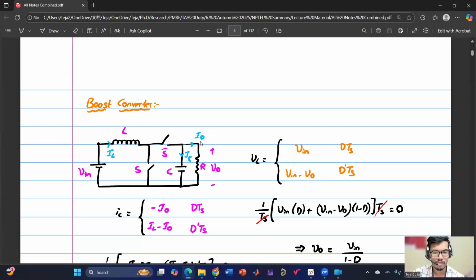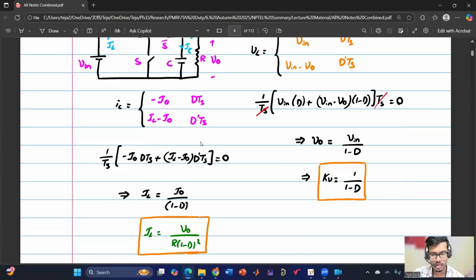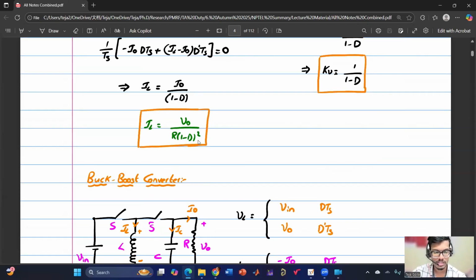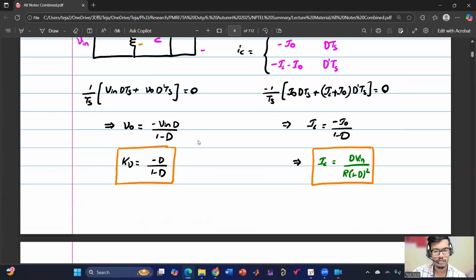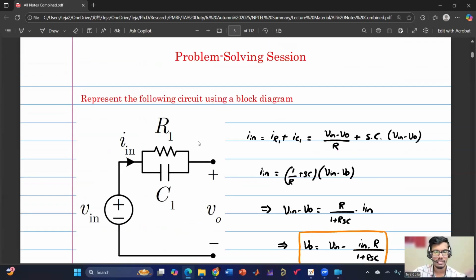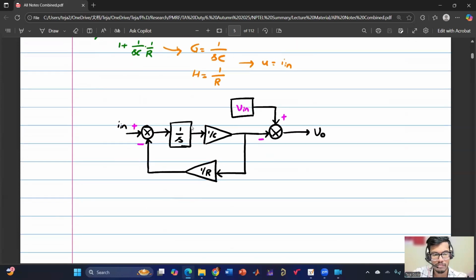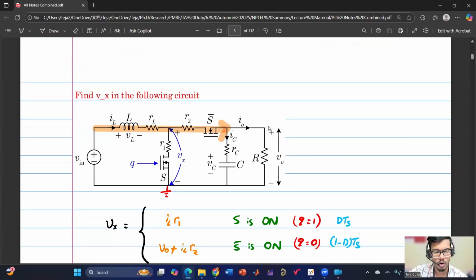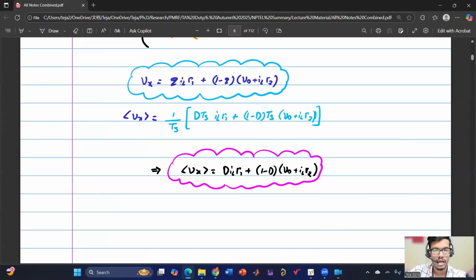The same thing we did for the boost converter, where we got the relationship between the input and output currents as well as voltages, and the efficiency. Then we did the same for the buck boost converter and got similar expressions. Then we solved a few problems where I gave a circuit and asked how to realize it using MATLAB, with one-way blocks, gains and constant blocks. Then we asked you to find the Vx expression, seeing how Vx changes when the switch is on and off, and then multiplied by Q and 1 minus Q.